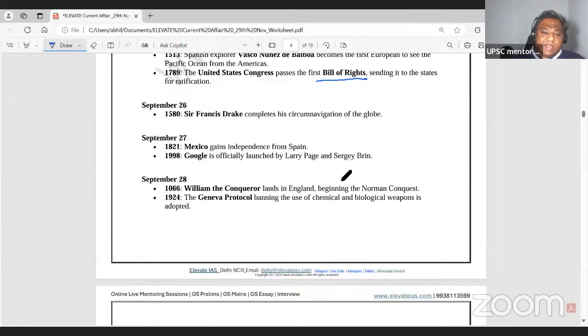Google Day. So there's a whole lot of Google Doodle contests which happen on 27 September. Are you aware of what a Google Doodle is?